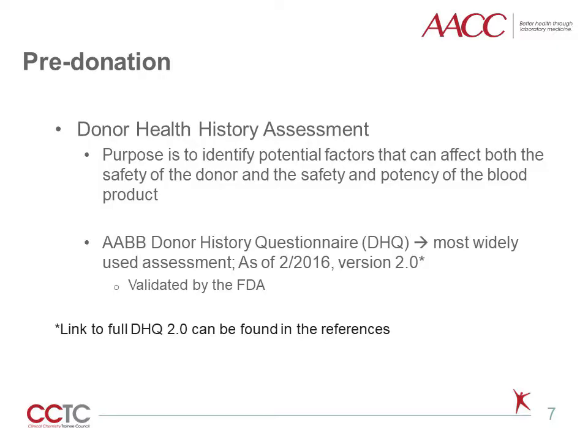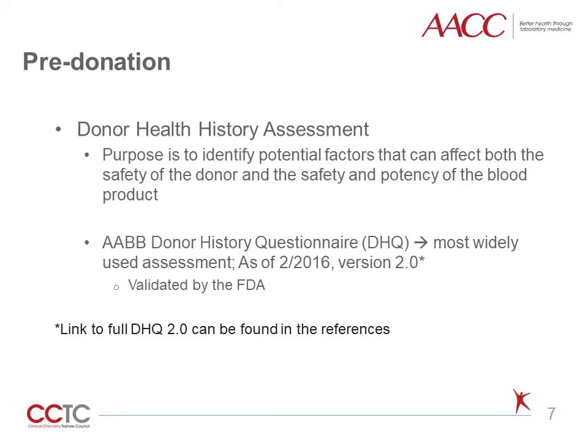After reviewing the education materials, the prospective donor must answer the donor health history assessment. The purpose of this health history assessment is to identify potential factors that can affect the safety of the donor as well as the safety or potency of the blood component. The most widely used assessment currently is the AABB Donor History Questionnaire, or DHQ. The most recent version is version 2.0. This questionnaire has been validated by the FDA.